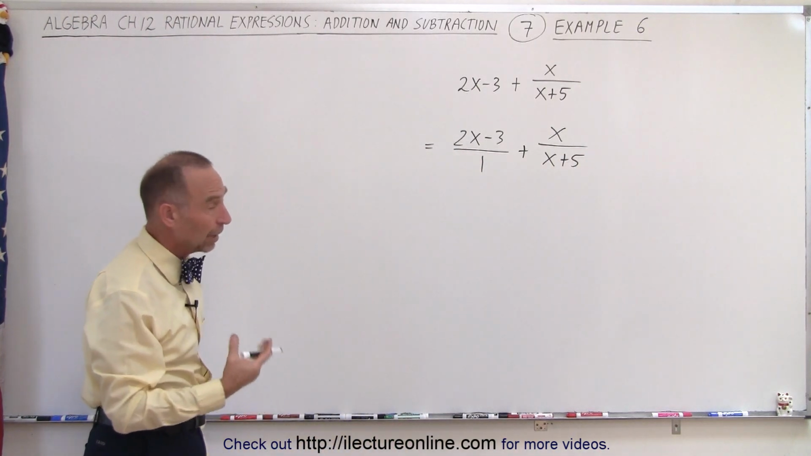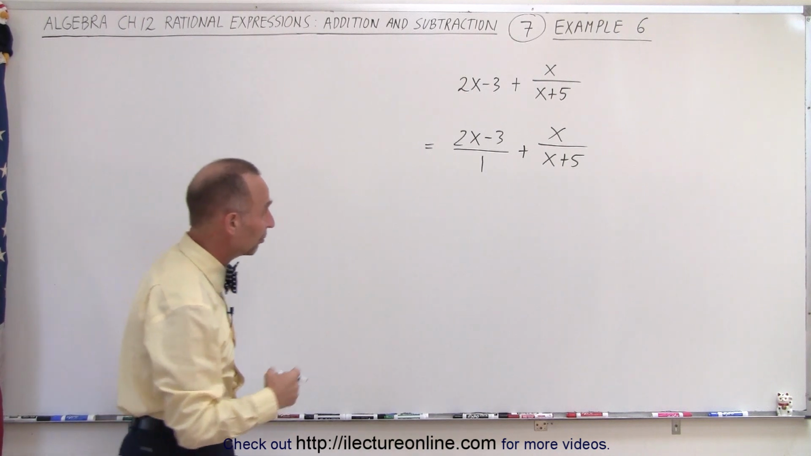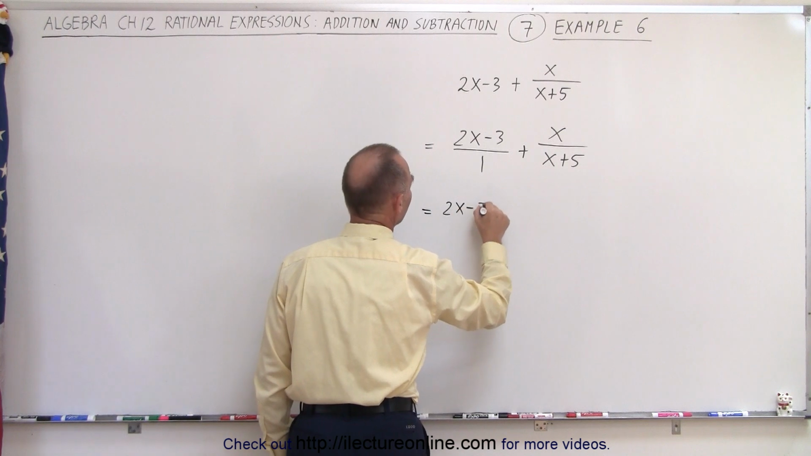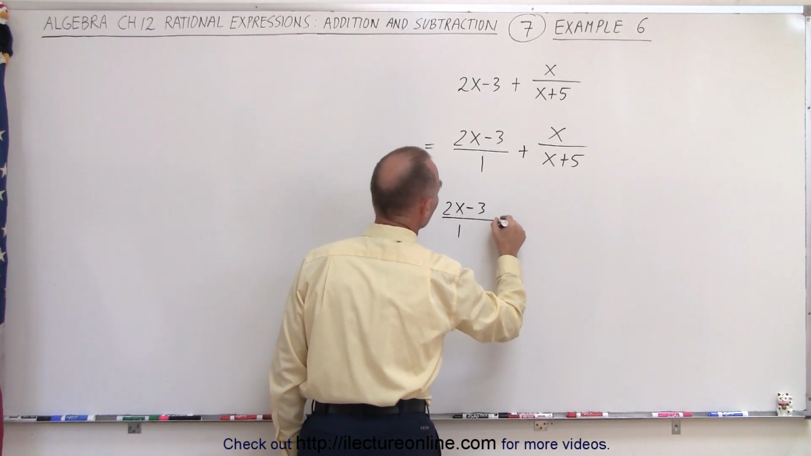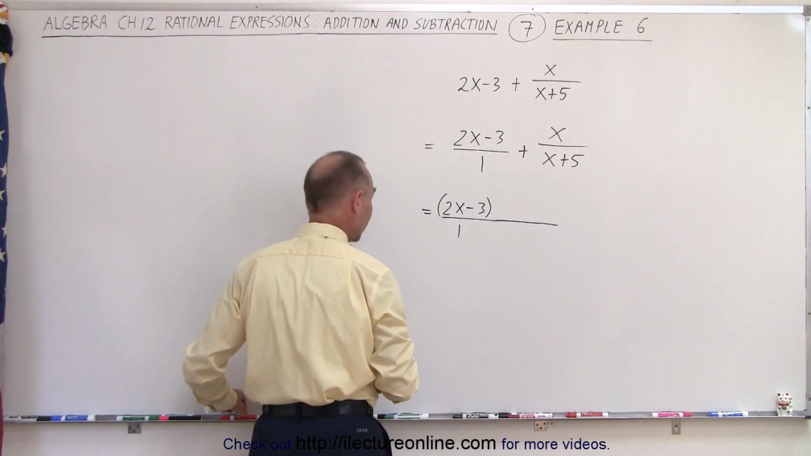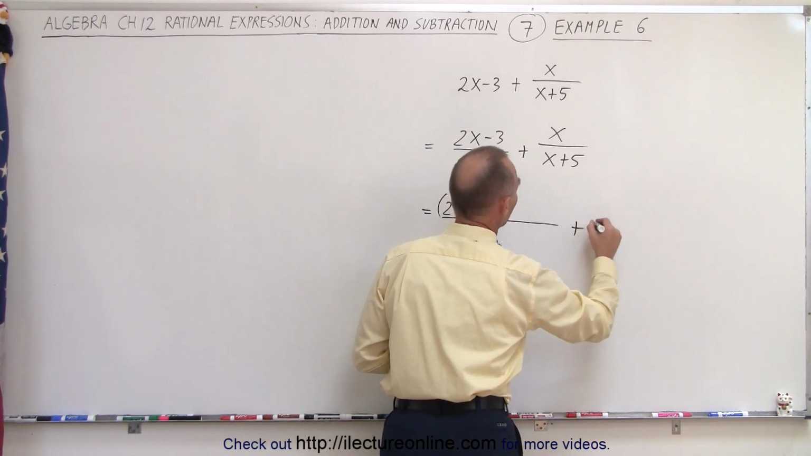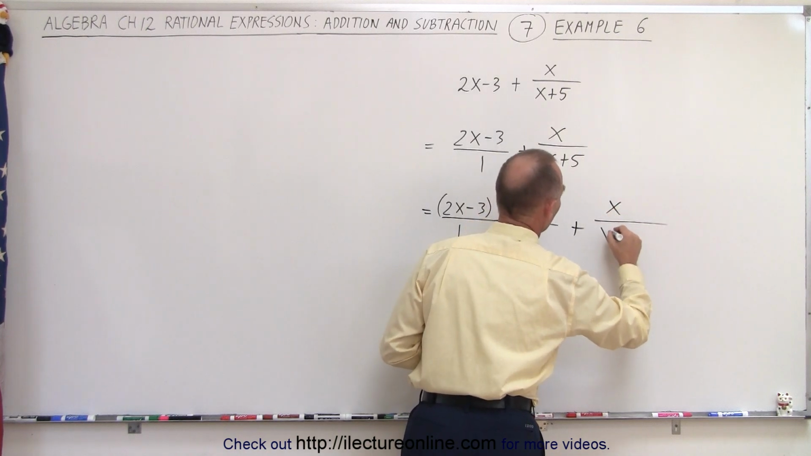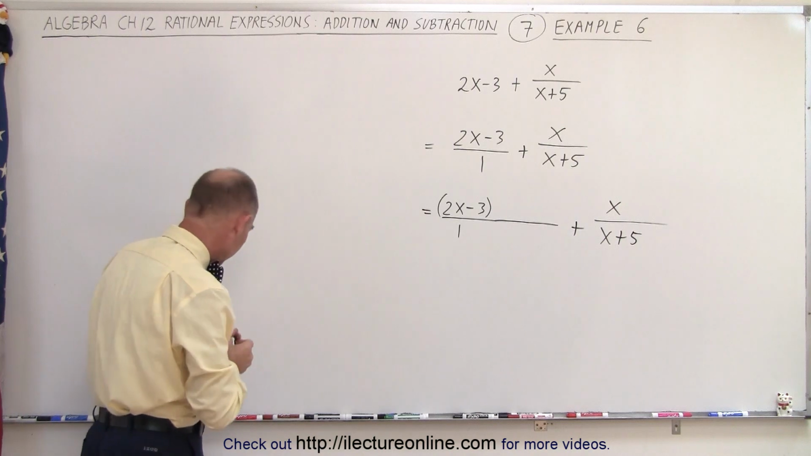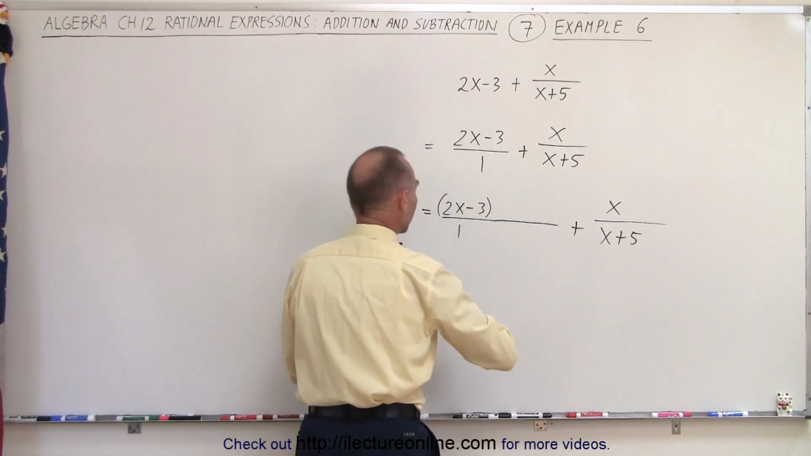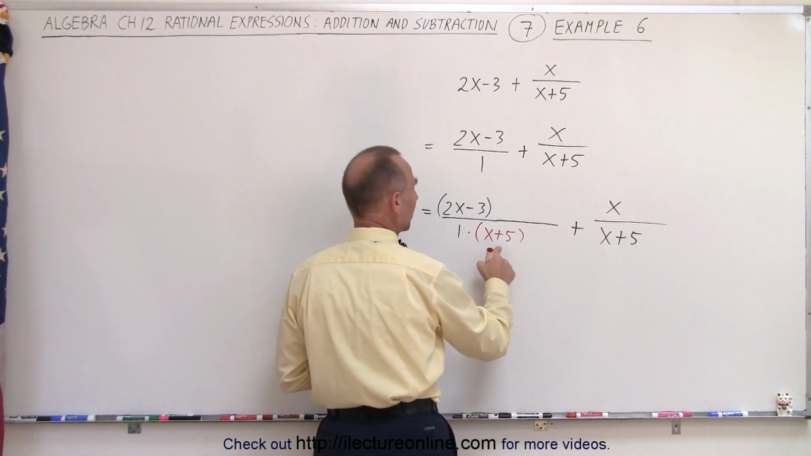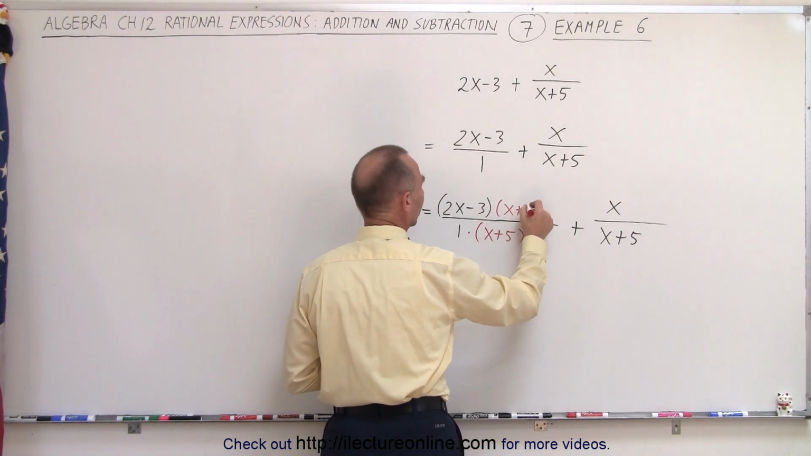We're going to need a common denominator, which looks like it's going to be x plus 5, so we need a little bit more room here. So this is equal to 2x minus 3 over 1, and let's extend this, put parentheses around that, and now let me put the rest of it down, plus x over x plus 5, and now you can see that we're missing an x plus 5 in the denominator. So let's multiply the denominator by x plus 5. And of course, that means we're going to multiply the numerator by x plus 5 as well.